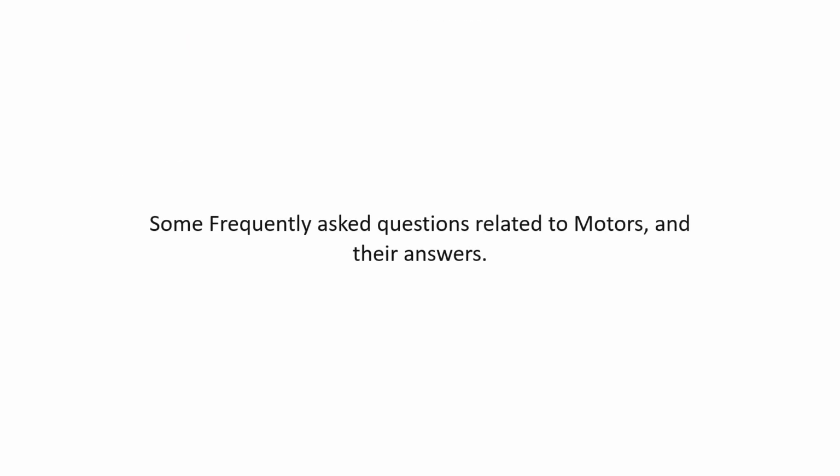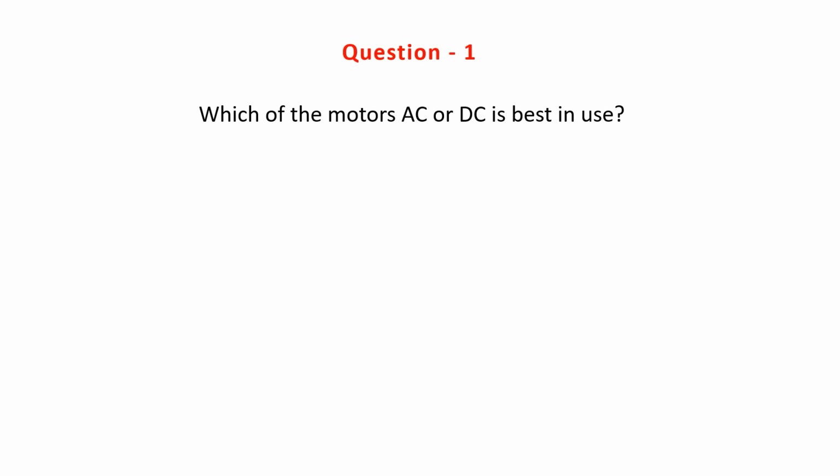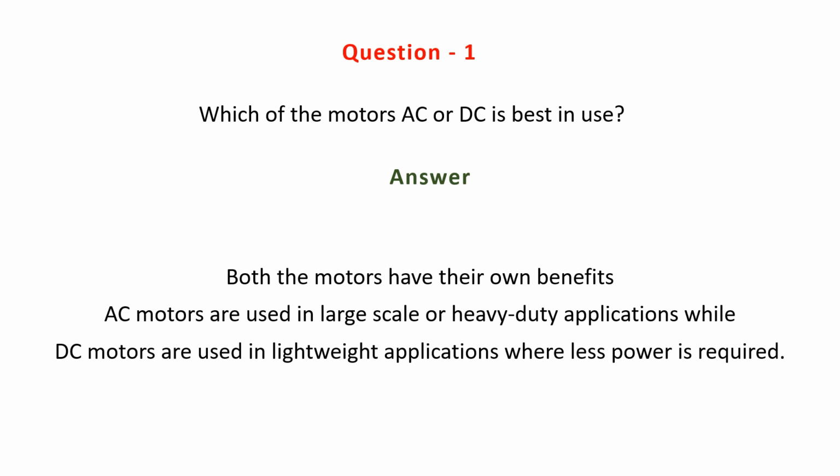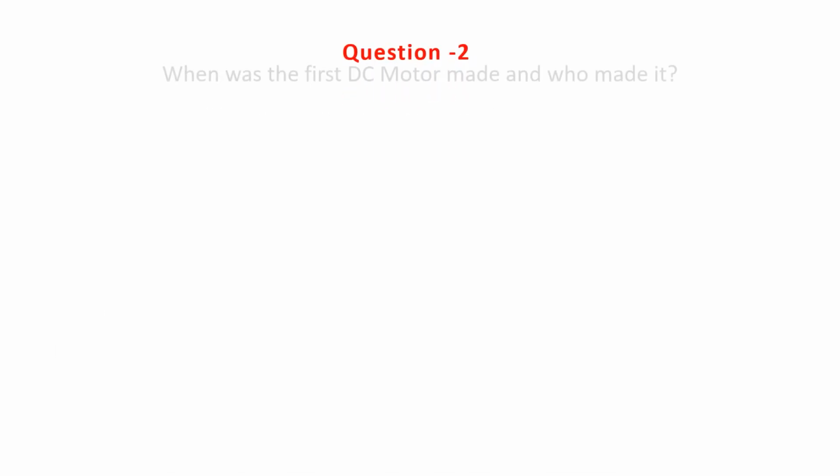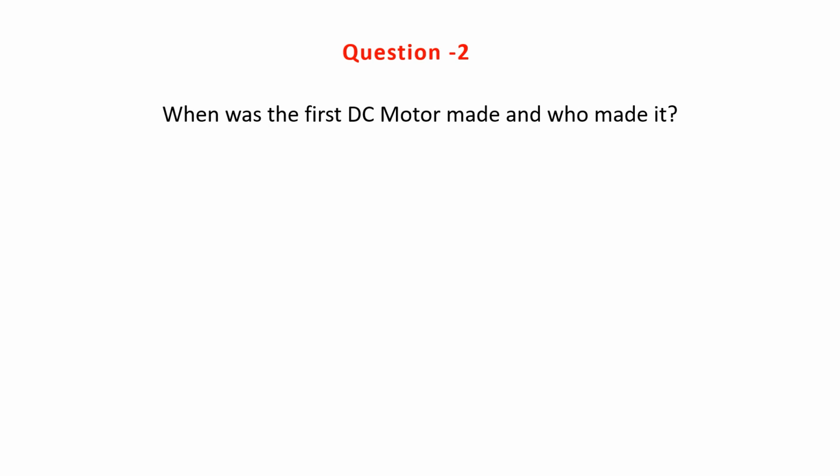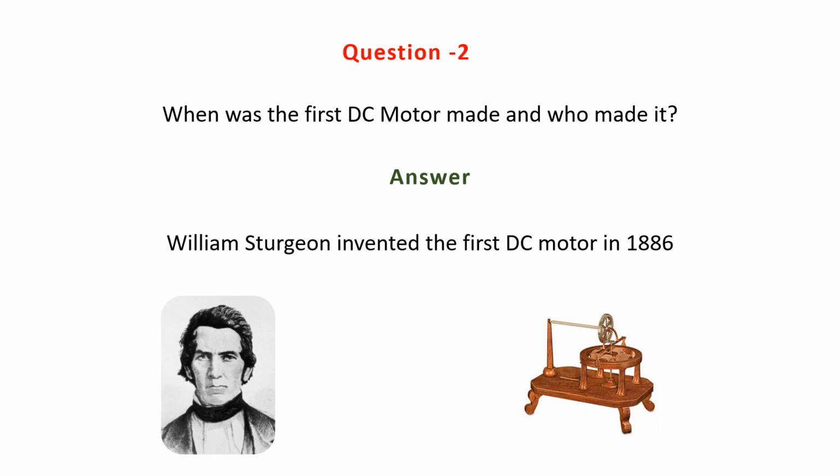Let's look at some frequently asked questions related to motors and their answers. Which of the motors, AC or DC, is best in use? Both the motors have their own benefits. AC motors are used in large-scale or heavy-duty applications, while DC motors are used in lightweight applications where less power is required. Question 2. When was the first DC motor made and who made it? The first DC motor was made by William Sturgeon and it was made in 1886.